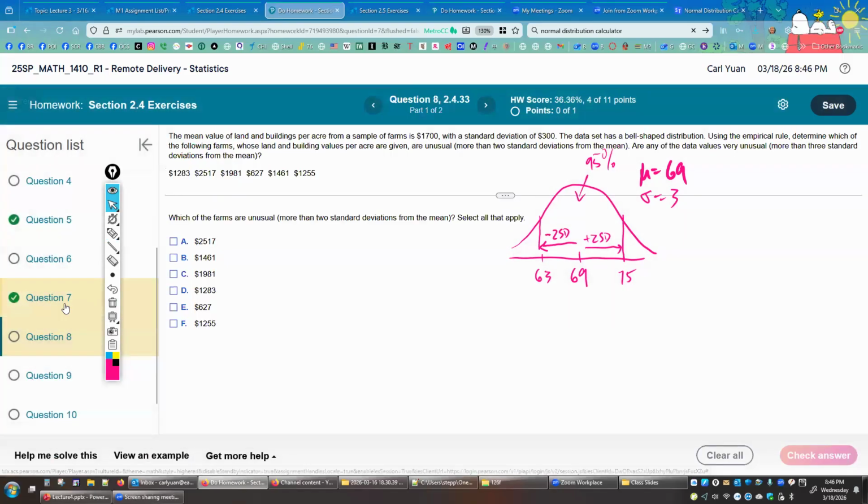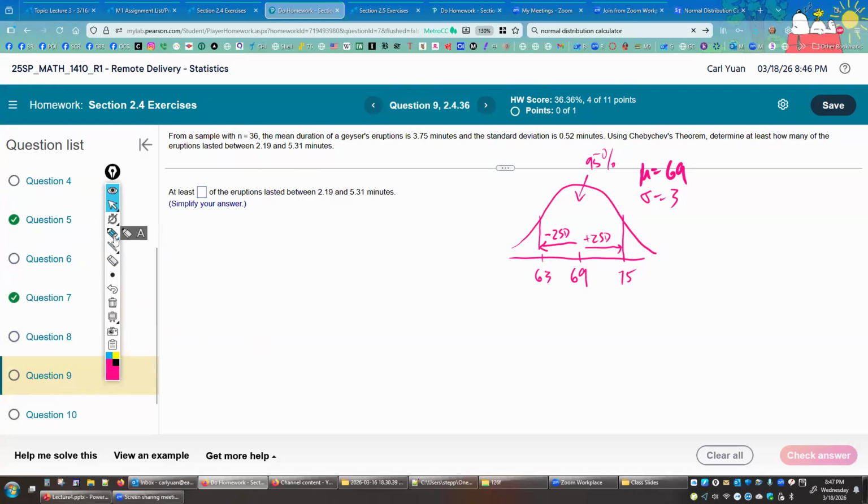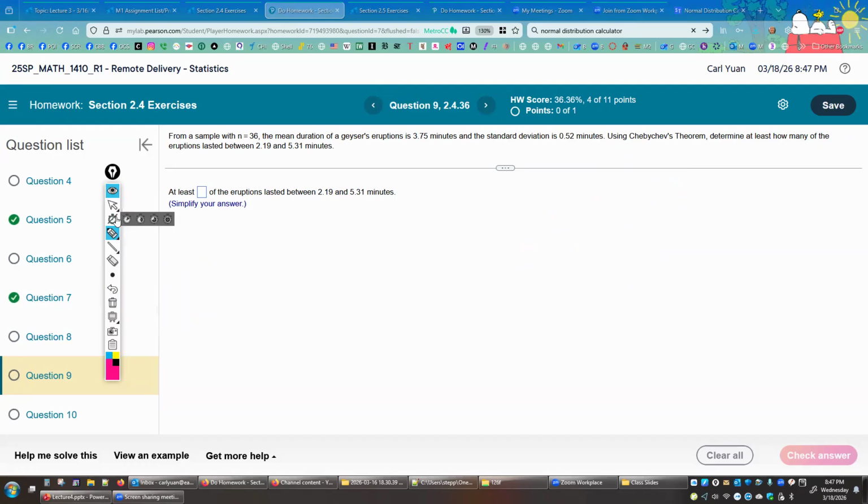All right. Let's look at number 9. Number 9 says, from a sample with n equals 36, the mean duration of a geyser's eruption is 3.75 minutes. So the mean is 3.75. The standard deviation is 0.52. Using Chebyshev's theorem, which is 1 minus 1 over k squared, determine at least how many of the eruptions last between 2.19 and 5.31 minutes.